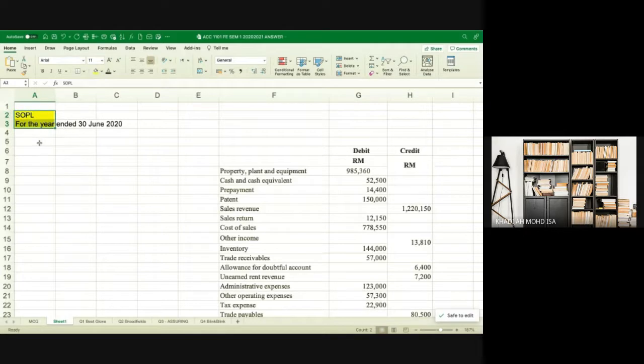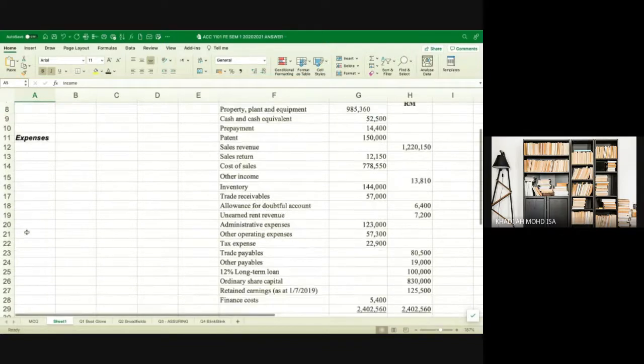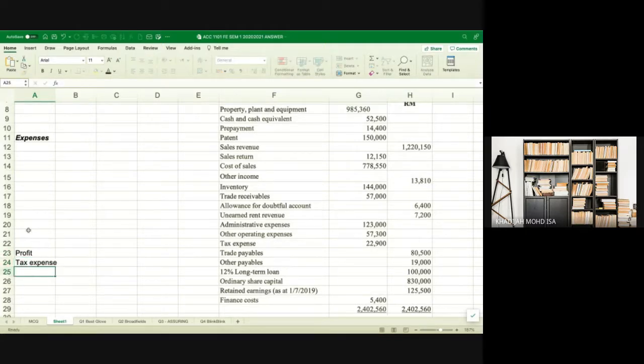So this is your SOPL. What is under your SOPL? You must have your income, and your expenses. So you put in the framework for your profit and loss account, right? Maybe you may need to add in some lines later, all right, it's still okay. So expenses, from your revenue minus expenses, you have your profit, right? So just put it there. And then sometimes you have your tax expense, and then you have profit after tax.